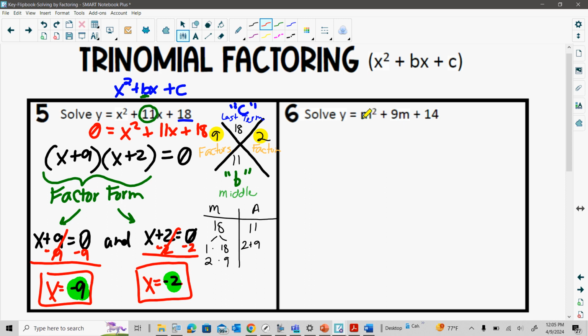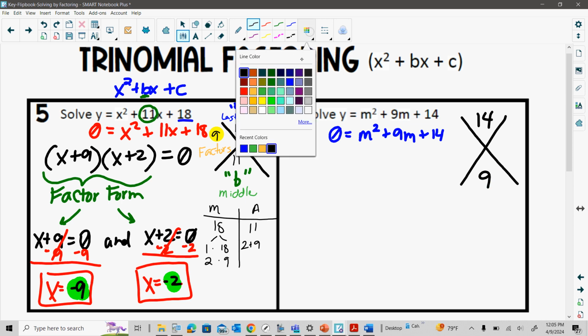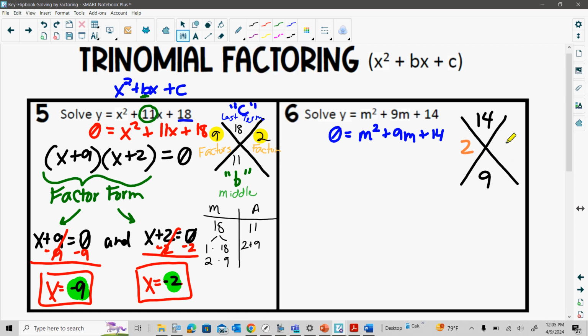First, we need to remember this is changing that to equal to 0, and then we have m squared plus 9m plus 14. And then when I go to my puzzle, what number should go on top? The last number, which is 14. Number on the bottom should be our 9. We're trying to come up with factors of 14 to have a sum of 9. Well, that's 2 and 7. Okay. So now I see that my factors are m plus 2 and m plus 7 equals 0.